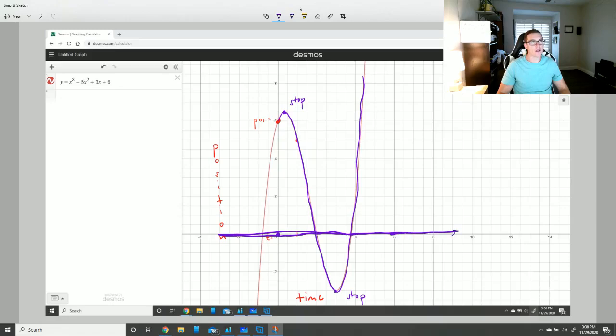Okay, do you see what I'm saying? This graph is a time position graph. It's showing you the position at each time this particle is located. All this particle is doing is sitting on a line and either moving forwards or backwards.